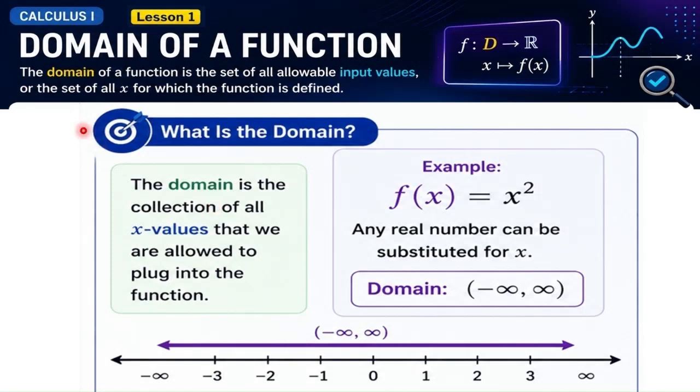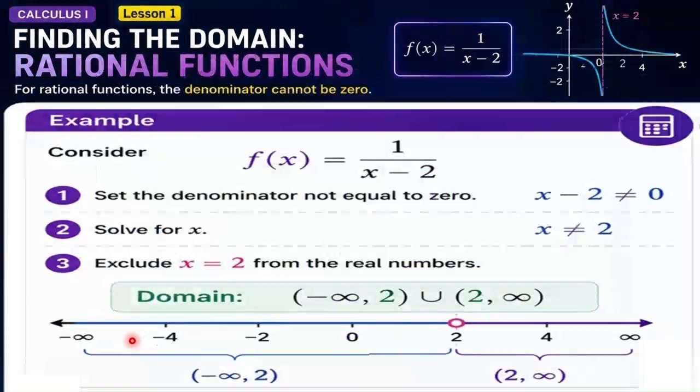An important characteristic of every function is its domain. The domain is the set of all input values for which the function is defined. Consider the function x squared. Since any real number may be substituted for x, the domain consists of all real numbers. Whenever we encounter a new function, one of our first tasks is to determine its domain.